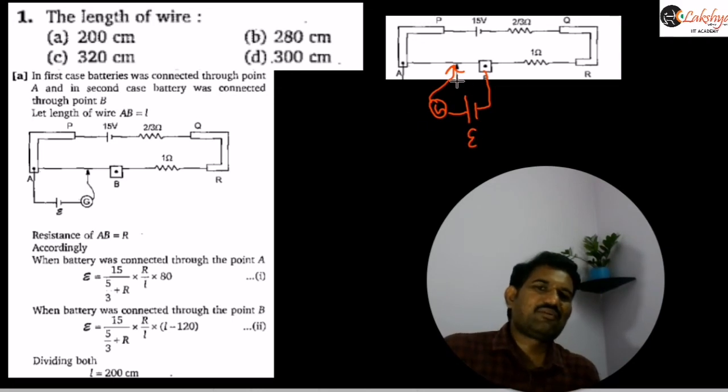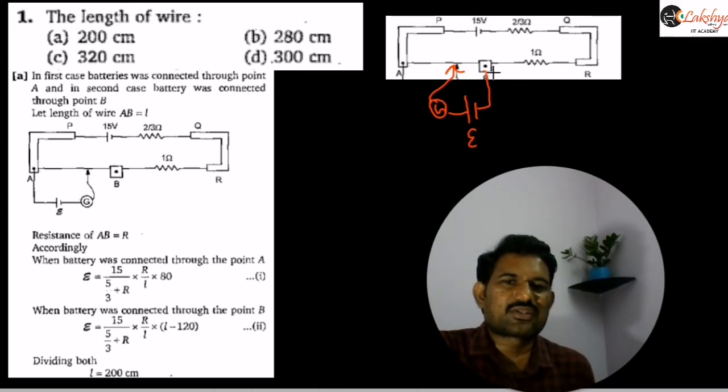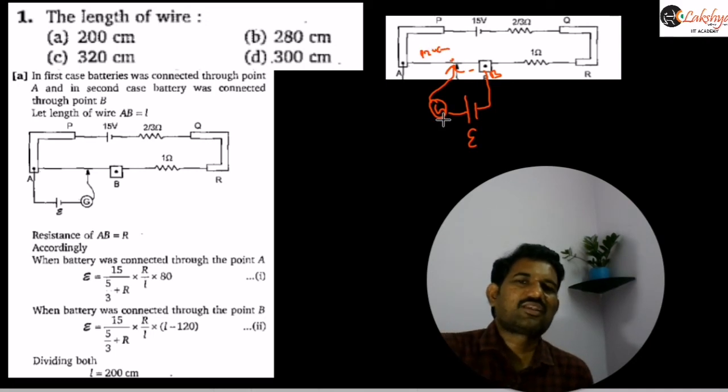So this is the other way here. The negative terminal is connected to this point B, and the positive terminal and the jockey are connected like this, so that we press the jockey at different points. Then they are giving that it is at 120 centimeters from this A. At this 120 centimeters from A, we are getting this balancing point here.